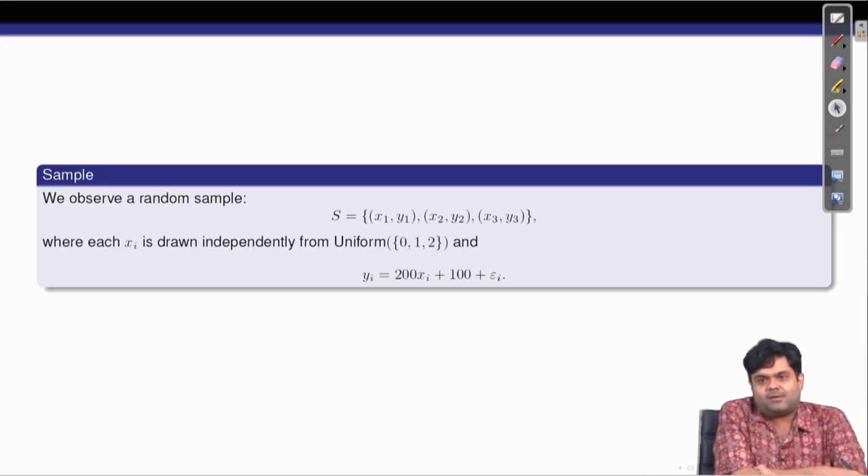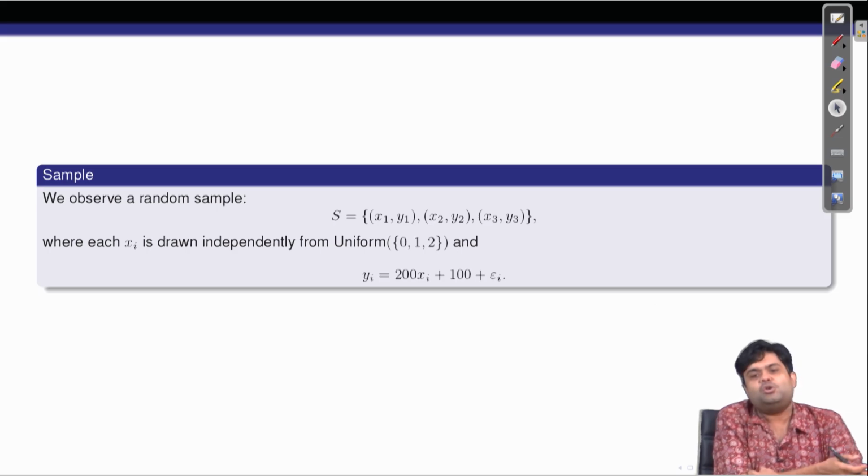So you observe a random sample, let us say a random sample of size 3, where x1, y1, x2, y2, x3, y3 are your sample points. Each xi is drawn uniformly from 0, 1, 2, and yi is 200 xi plus 100 plus some error term epsilon. Because you know the distribution of x and epsilon, you know the distribution of yi.